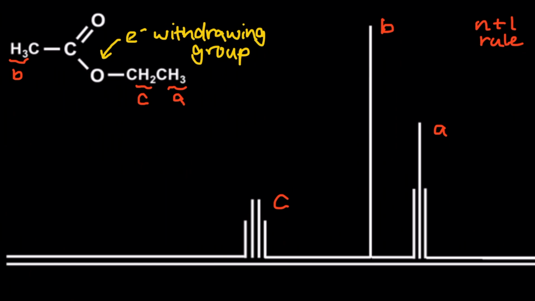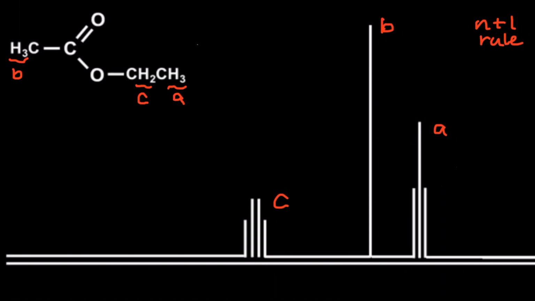Bigger energy difference corresponds to a higher frequency as compared to protons further away from the electronegative oxygen atom, as they experience less electron withdrawing effects. Higher frequency signal will thus lead to a higher chemical shift. The signal will thus move downfield towards the left of the spectrum.